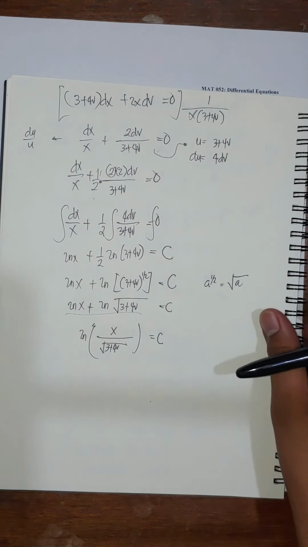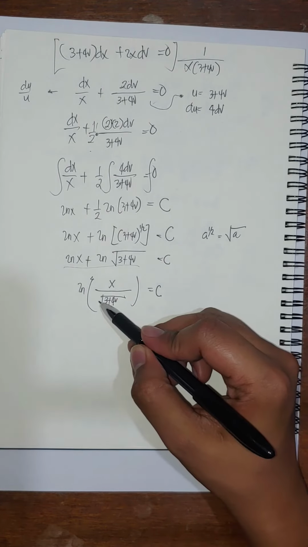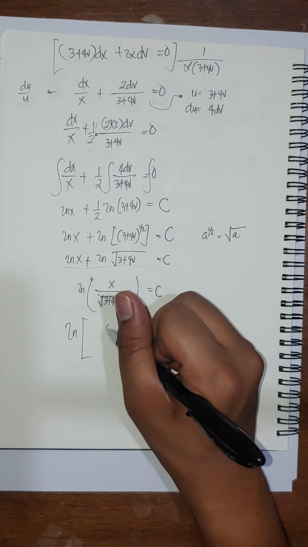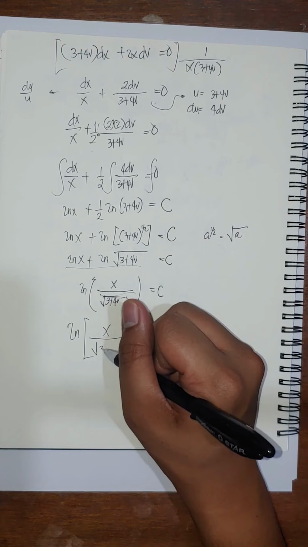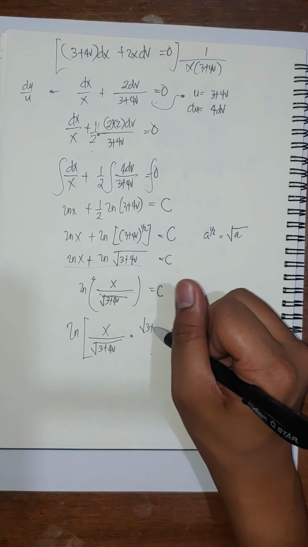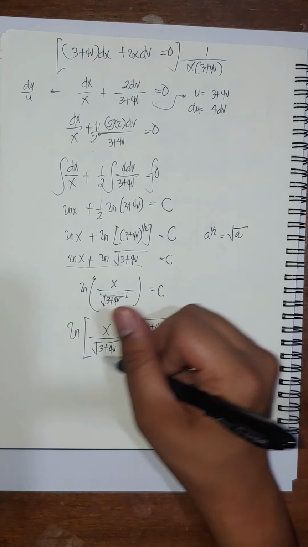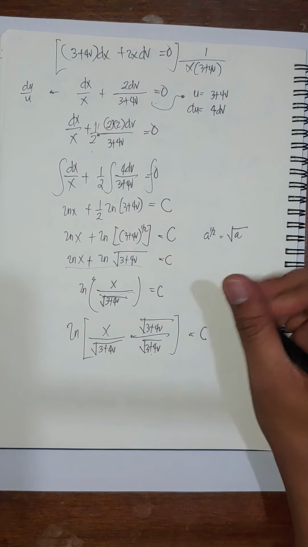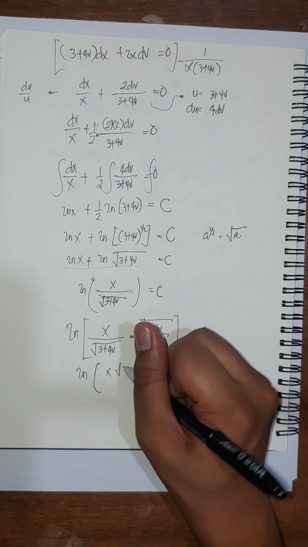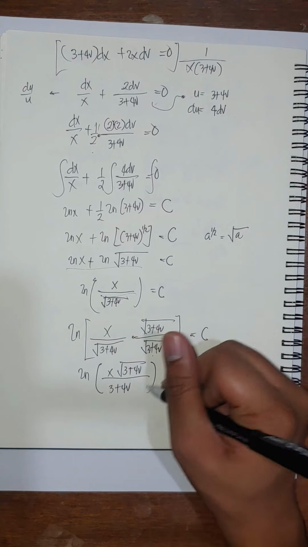Following the rule of mathematics nga dili pwede ang naay square root or roots diri sa ubos. So multiply nato ang numerator ug denominator with the denominator. So 3 plus 4v over square root of 3 plus 4v. So mura lagi mo sila makancel, di ba? Is equal to c. Then this becomes ln of x square root of 3 plus 4v over 3 plus 4v equals c.